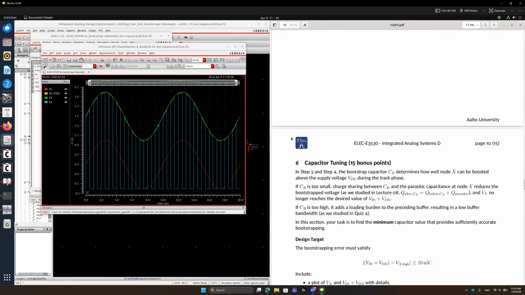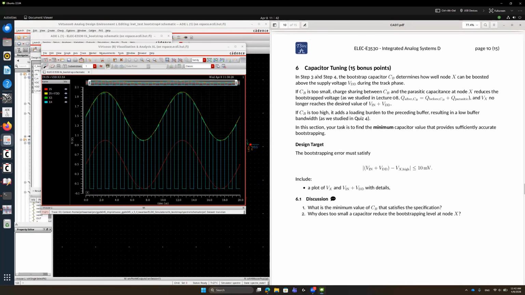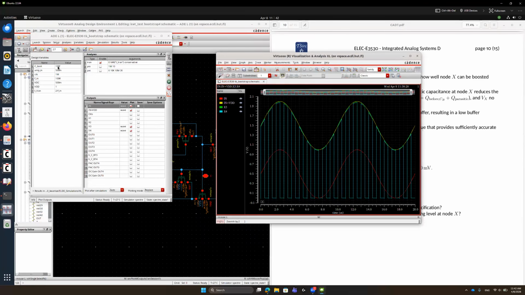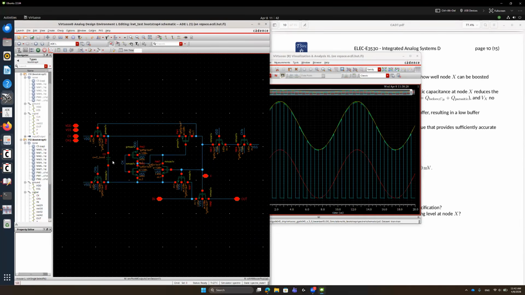Okay, then let me move over. So in step 3 and step 4, the bootstrapped capacitor CP determines how well node X can be boosted after the supply voltage VDD. So we already discussed this trade-off. If the bootstrapping capacitor is too high, then we are reducing the bandwidth of the preceding buffer stage, which is not good. If we reduce the capacitance too low, then the bootstrapped voltage cannot touch as high as we expect.